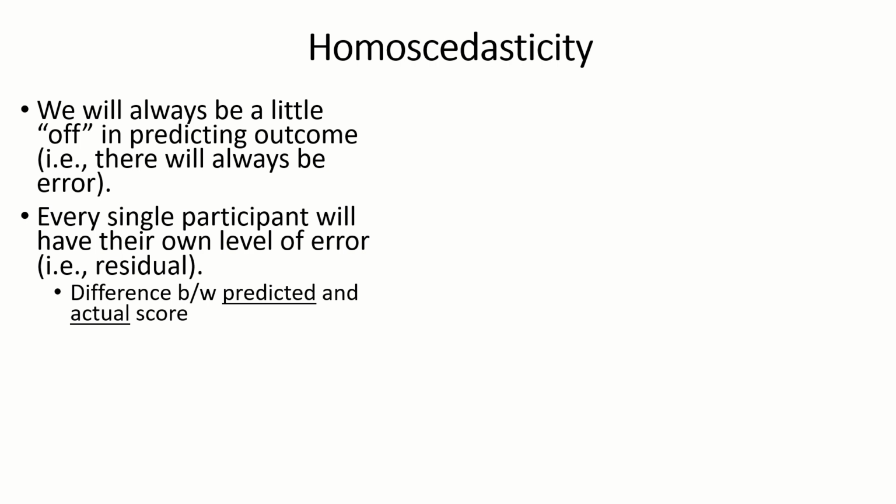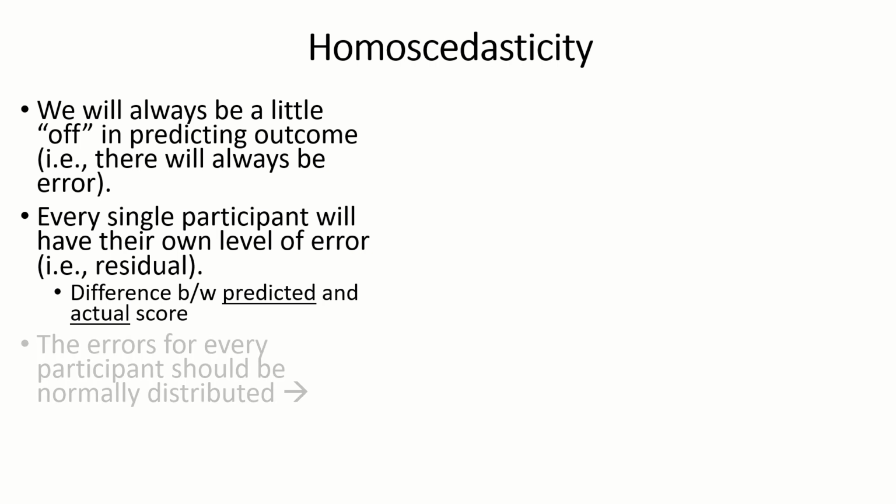When you do a multiple regression, every single participant will have their own level of error. In multiple regression, we call this the residual. This is just the difference between the predicted value and the actual score. Knowing your score on the IV, the analysis would predict your score on the DV to be this, but it's not going to be a perfect prediction. It's going to be a little off. So this residual is just the difference between the predicted score and the actual score.